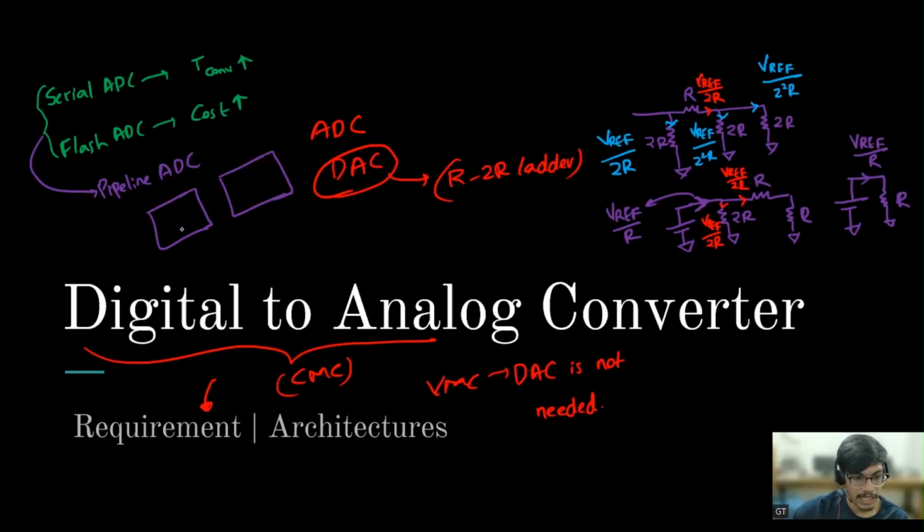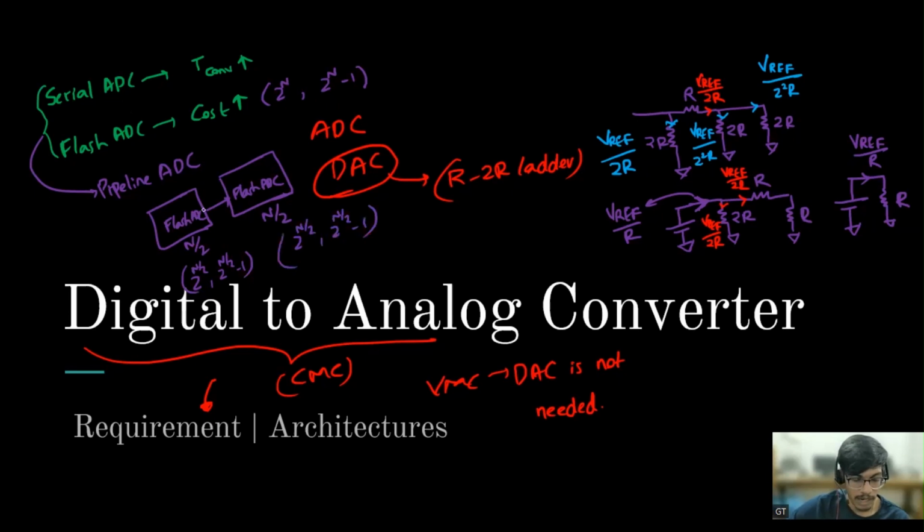So in pipeline ADC, they'll consider 2 flash ADCs here and here, and they'll convert this in serial. Say here we'll have n by 2 bits, here we'll have n by 2 bits. Now in the case of flash ADC, how many resistors we need? 2 to the power n resistors, 2 to the power n minus 1 comparators. Here how many you will need? 2 to the power n by 2, 2 to the power n by 2 minus 1. And here again 2 to the power n by 2, 2 to the power n by 2 minus 1.